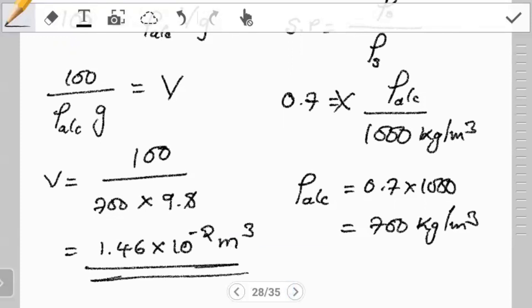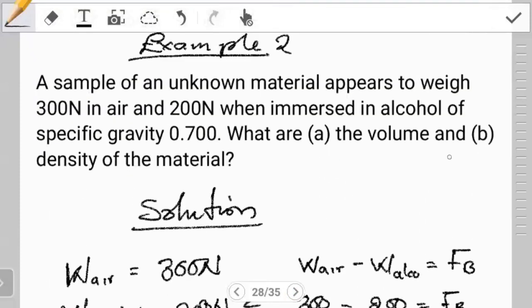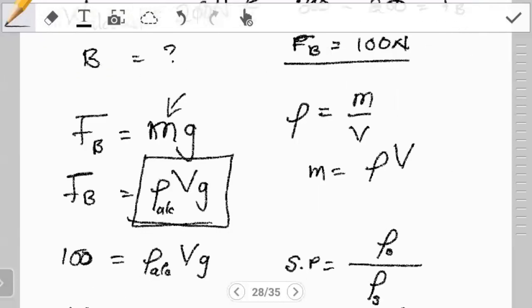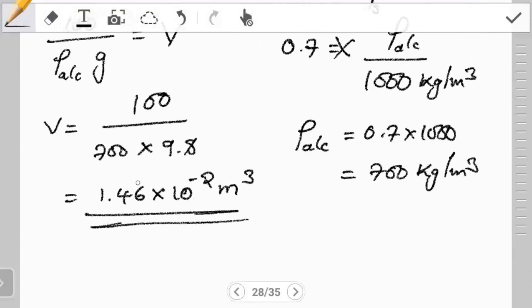What are they asking us to find in part B? In part B, they're saying we have to find the density of this material. Now, wait, we did say this volume we are calculating here is the volume of the alcohol that is displaced. You might be wondering, well, the question is asking for the volume of the object. Why are we saying this is the final answer?